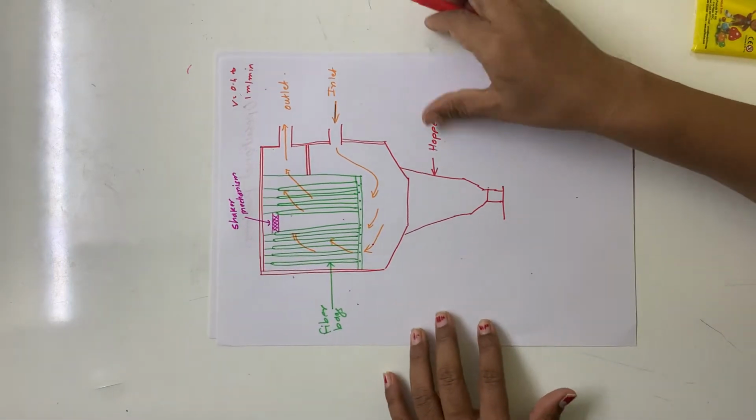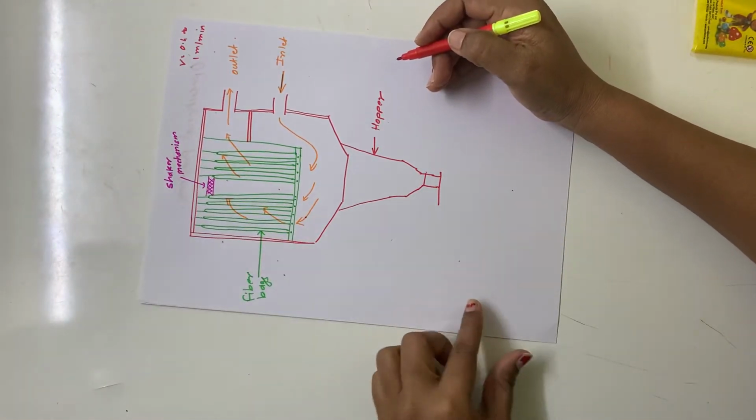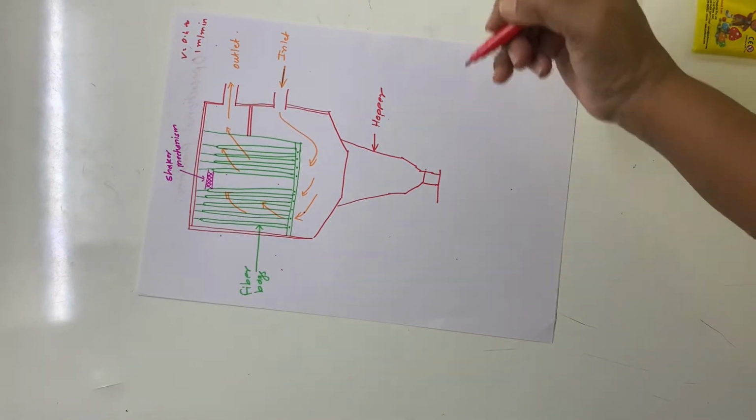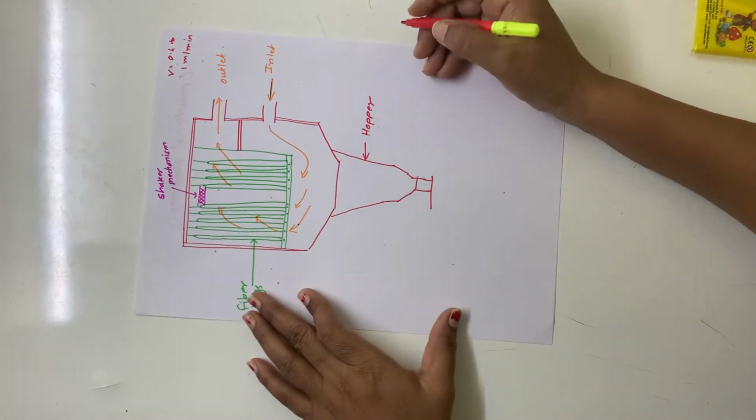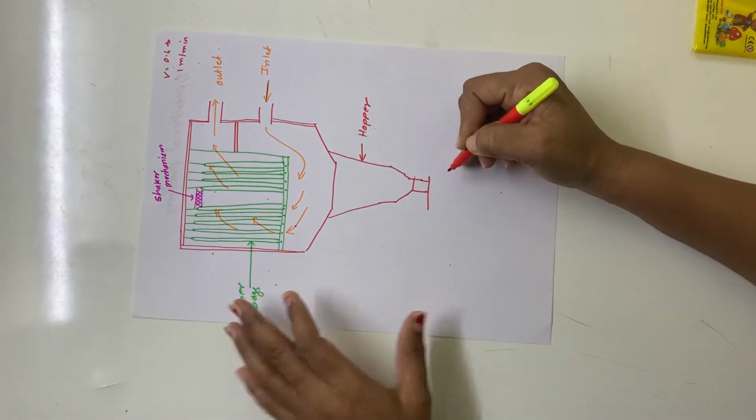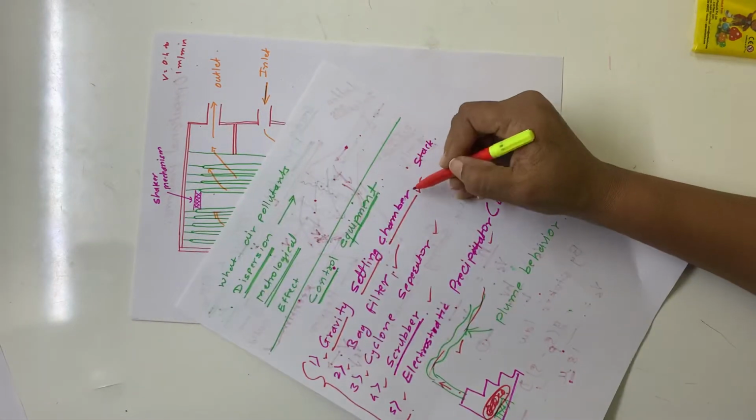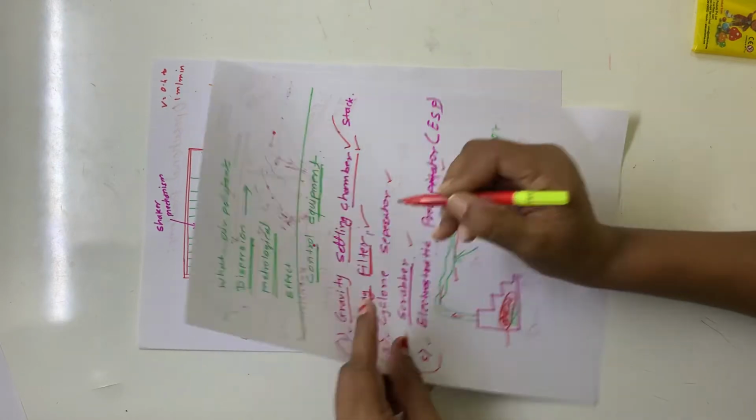Hello friends, we will continue our air pollution control equipments. In the last lecture, we discussed the first control equipment, which is the settling chamber. This one we have finished. Now we are going to study the second control equipment, the bag filter.